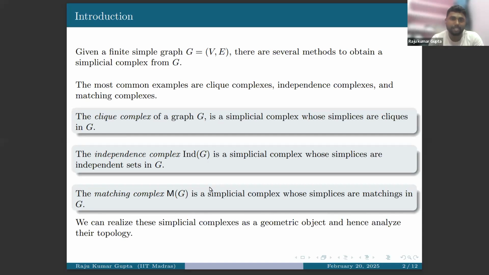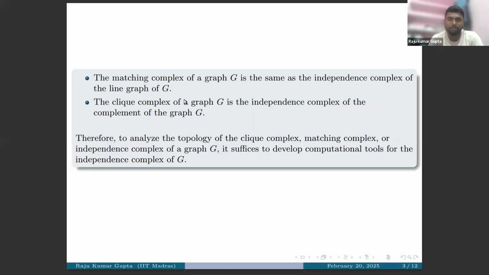But the fun fact is that we don't need different tools for these different types of simplicial complexes to compute their homotopy type. This is because the matching complex of a graph G is the same as the independence complex of the line graph of G, and the clique complex of a graph G is the independence complex of the complement of the graph G. So if we have sufficient tools for computing the homotopy type of the independence complex of a graph G, then we can compute the homotopy type of the clique complexes as well as matching complexes.